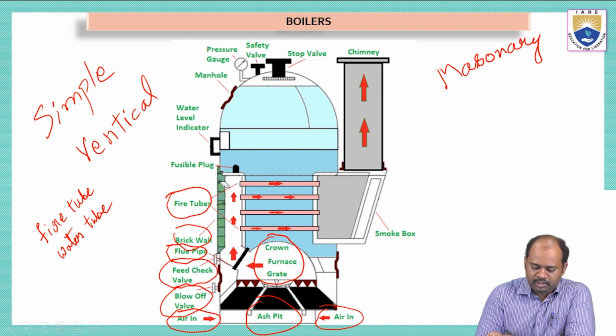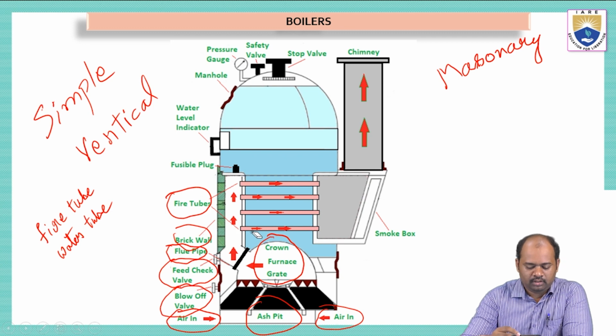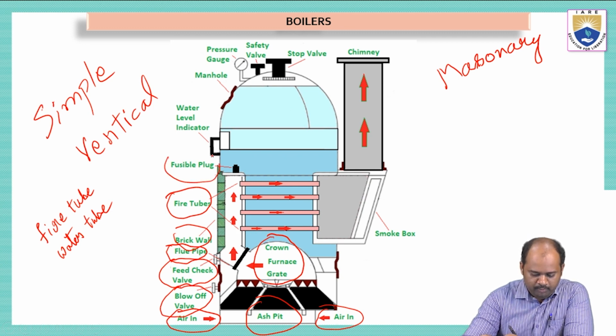So this is all water. This blue color part is all water. Inside we have pipes. So these are the pipes in which the hot gases will be flowing. So this is a fire tube boiler. And then we have a fusible plug here.